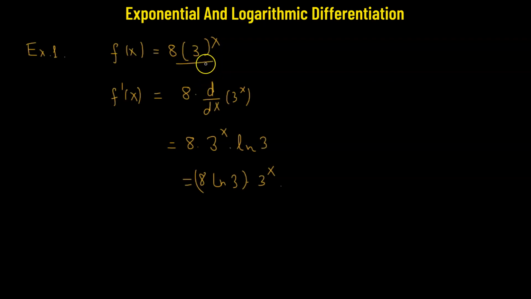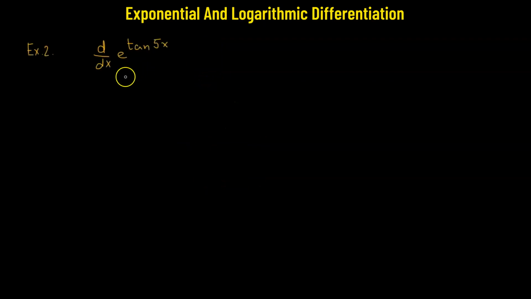Let's move on to the next problem. So we have the exponential function e raised to the power of tangent of 5x, and we need to find its derivative with respect to x. Derivative of the exponential function. So here we have to use the chain rule. So we'll treat the tangent of 5x as x. So the derivative of e raised to the power of x is simply the function itself. We have e raised to the power of tangent of 5x. Now we will need to apply the chain rule to it.